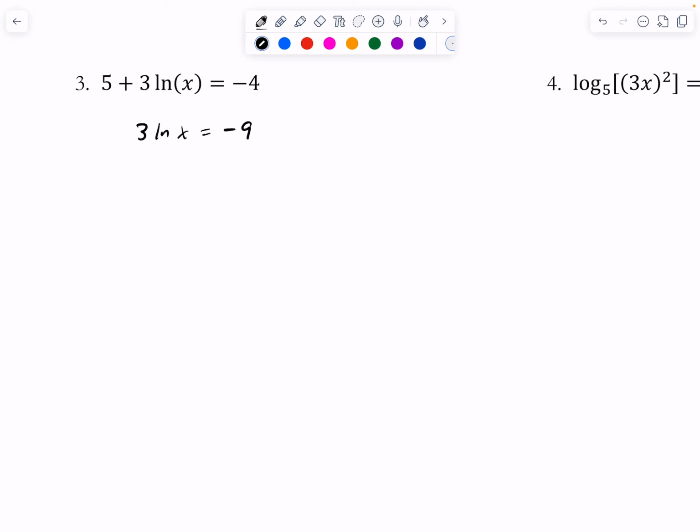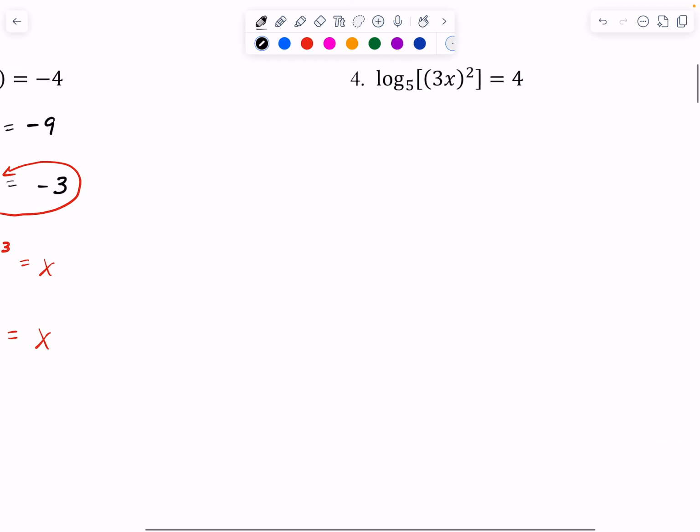Then I'm going to divide both sides by that 3. Negative 9 divided by 3 is negative 3. At this point, I've achieved one of my goals, which is 1 log on one side, and that base is e. So e to the negative 3rd power equals x. We've actually already isolated x here. That's the same as 1 over e cubed.